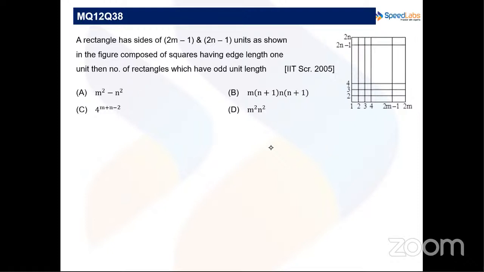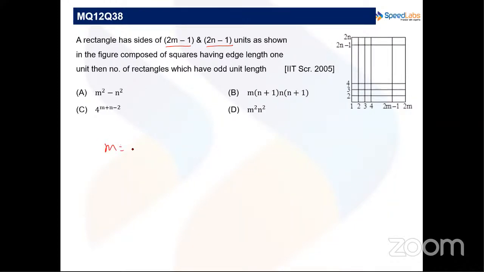So our question is, a rectangle has sides 2m minus 1 and 2n minus 1 units as shown in the figure, composed of the squares having edge length 1 unit, then the number of rectangles which have odd unit length. See, how many ways you can solve it. First, theoretical ways, and the other you can go for the objective ways.